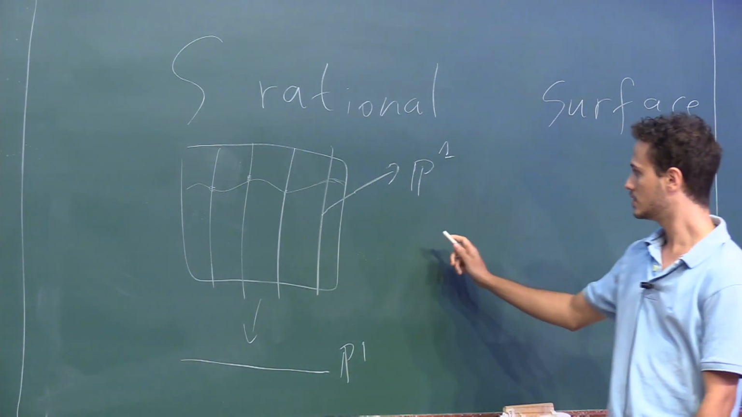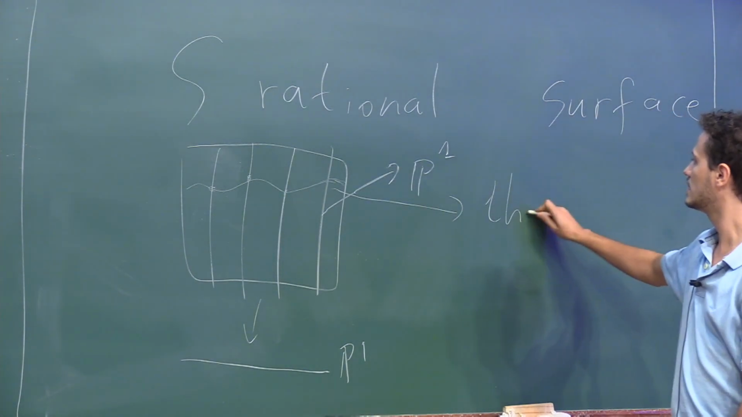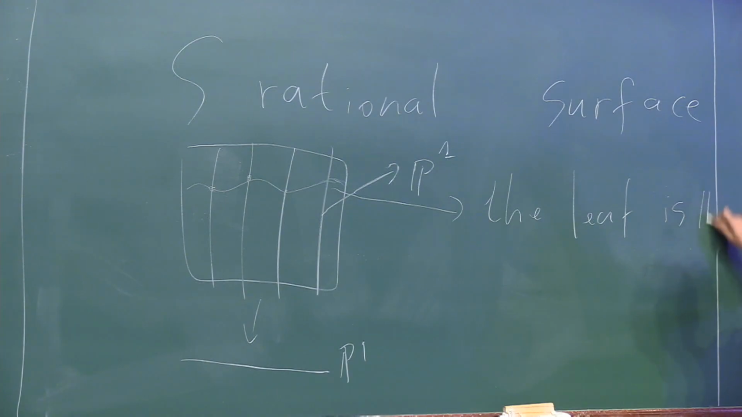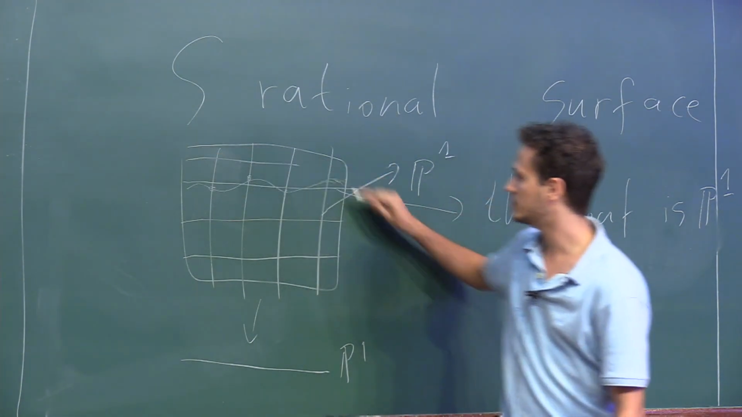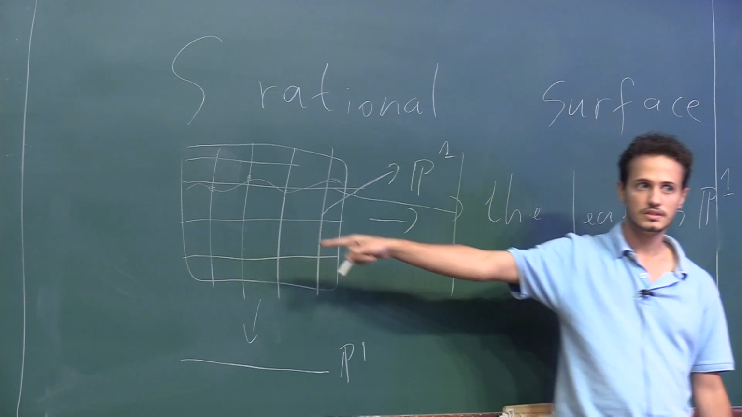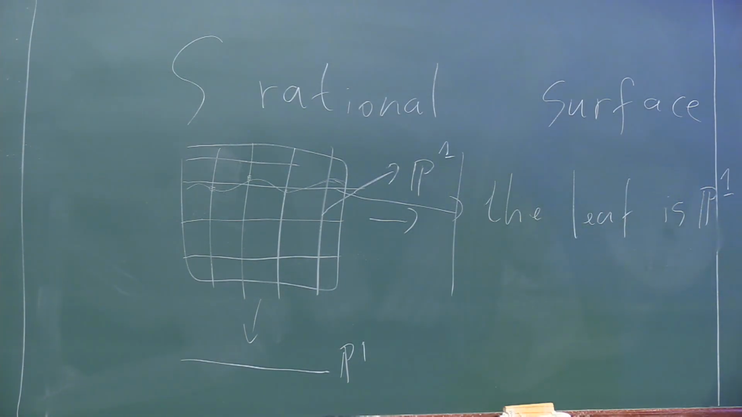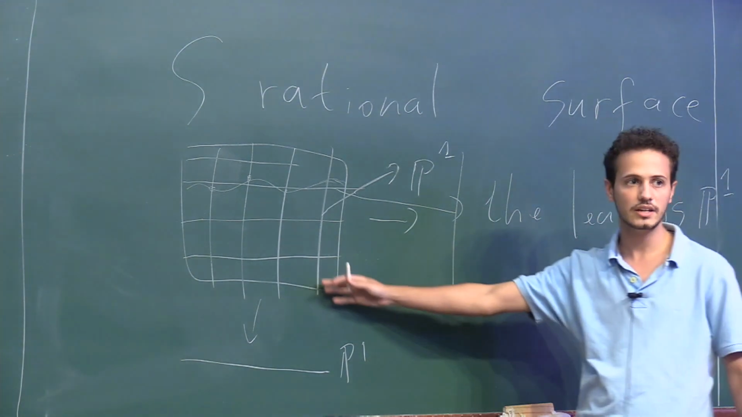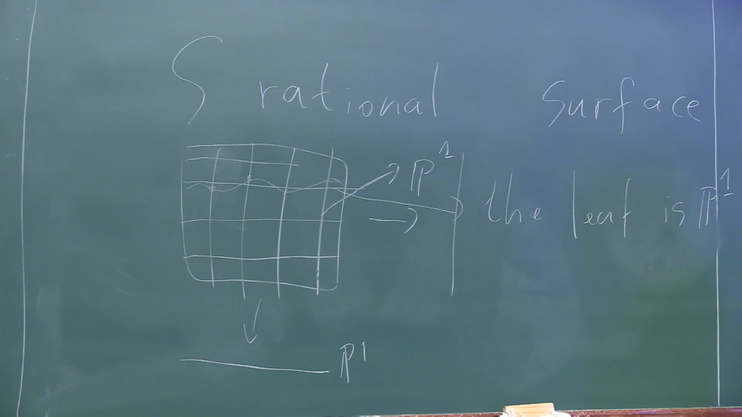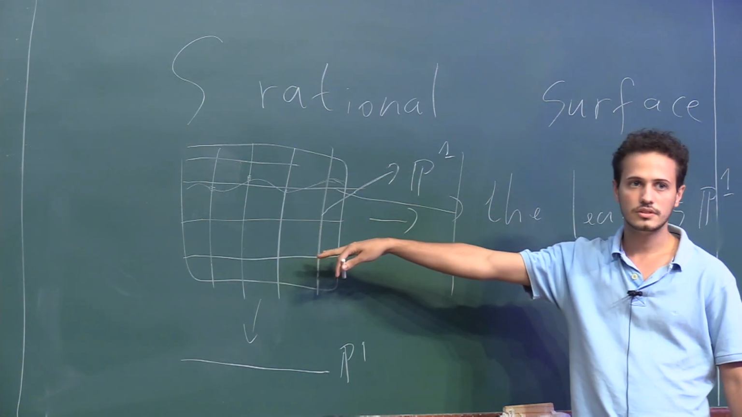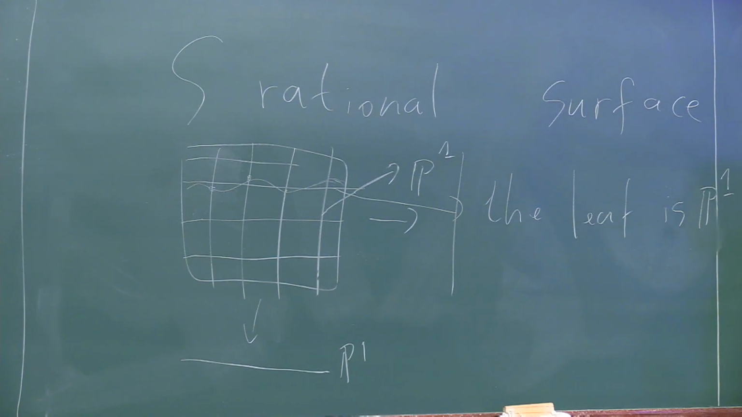So in this case, every leaf is P1. So the foliation is induced by a fibration with fibers P1. And this is what he shows. In the general case, every rational surface is obtained from a Hirzebruch surface by a sequence of blow-ups, except P2. And we can make a calculation and reduce the general case to the case of Hirzebruch surfaces. I won't show the details here.